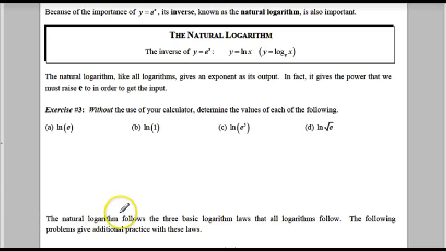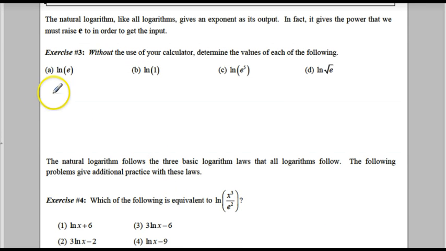So, without using your calculator, just try to figure these out. ln of e is the same thing as me saying the log base e of e to the first. Whatever my exponent is, that's exactly what I'm going to get. So this will be 1.